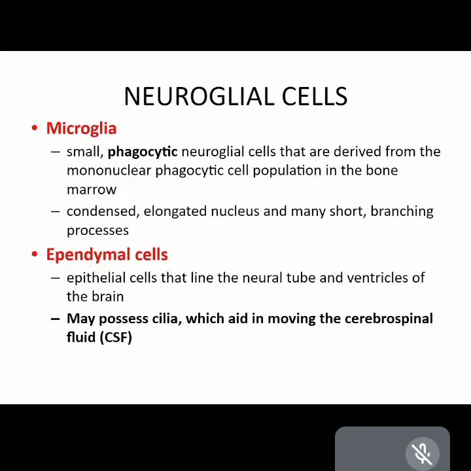Microglia are small phagocytic neuroglial cells that are derived from the mononuclear phagocytic cell population in the bone marrow. They have a condensed elongated nucleus and many short branching processes. Ependymal cells, or the epithelial cells, line the neural tube and ventricles of the brain. They possess cilia which aid in moving the CSF, or the cerebrospinal fluid.